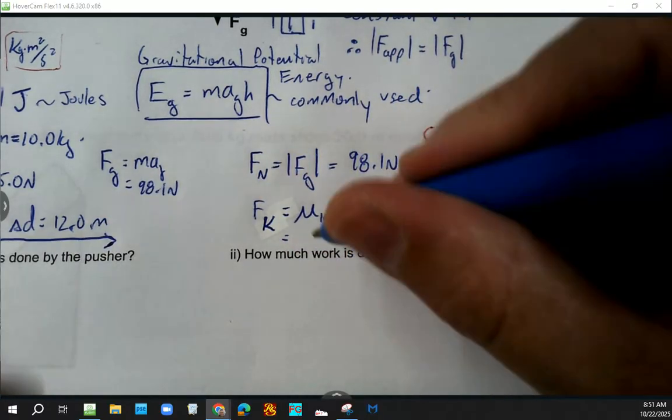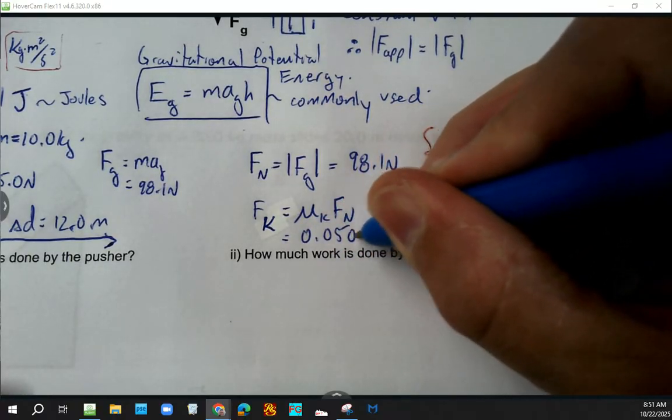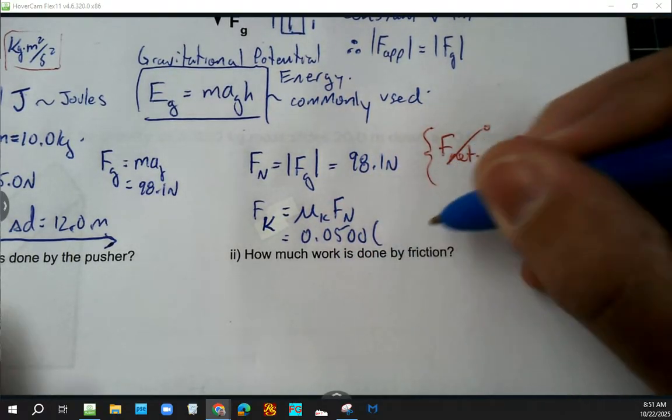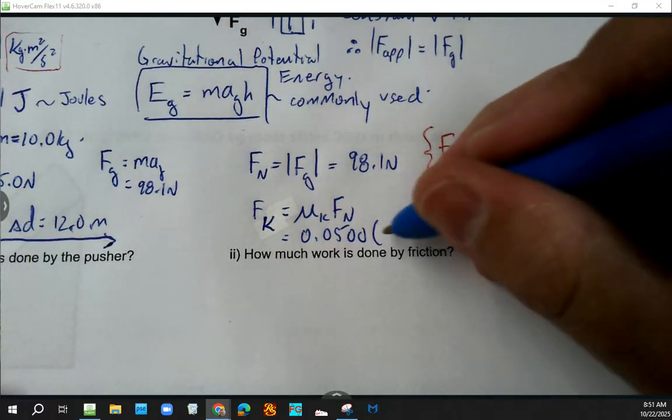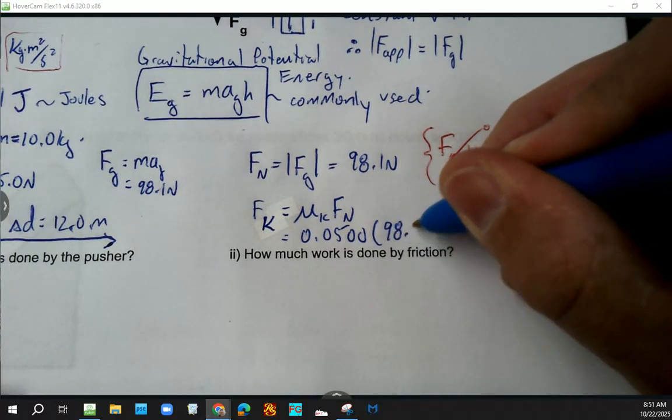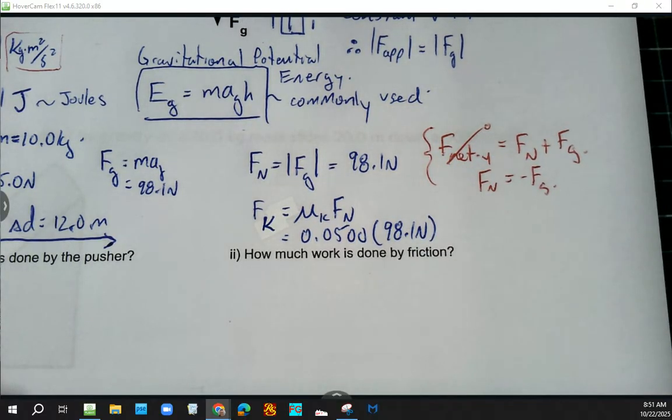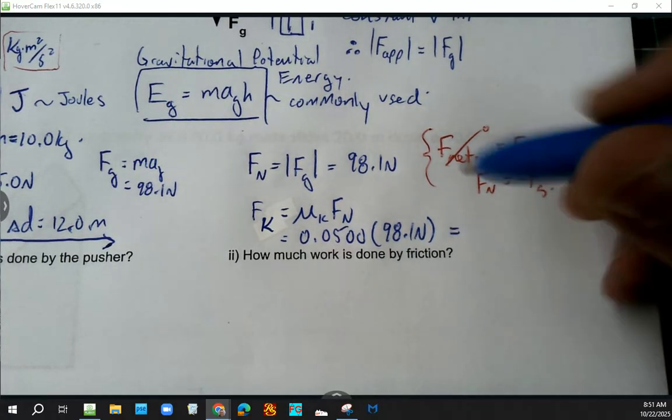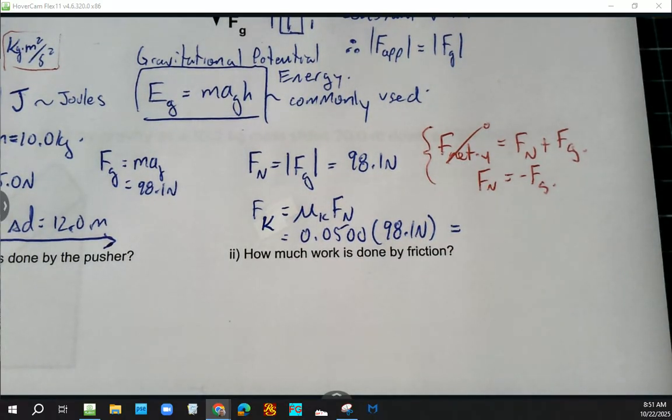Mu k was 0.0500. F normal, remember there's no units on coefficient of kinetic friction, F normal is 98.1 newtons. And don't tell our math teacher friend, you know who I'm talking about, that I did this. But what's 98.1 times 0.05?